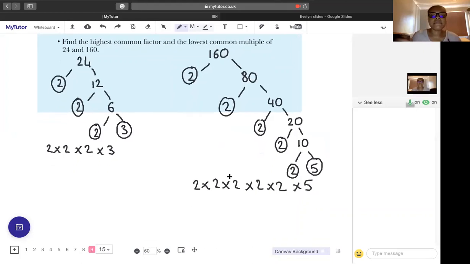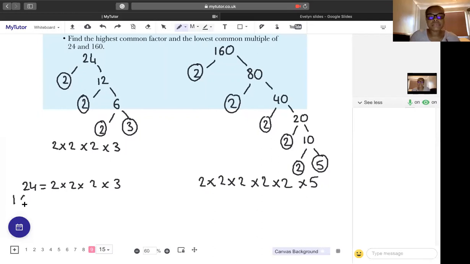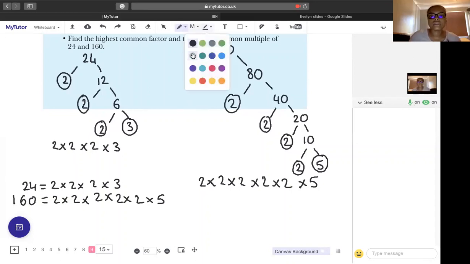What I would say is write them side by side. So we know that 24 is 2 times 2 times 2 times 3, as we worked out over here. And we know that 160 is 2 times 2 times 2 times 2 times 2 times 5. Right, so to work out the highest common factor, we need to find prime factors which are common in both 24 and 160, circle them, and then multiply them at the end. So let's go through that.